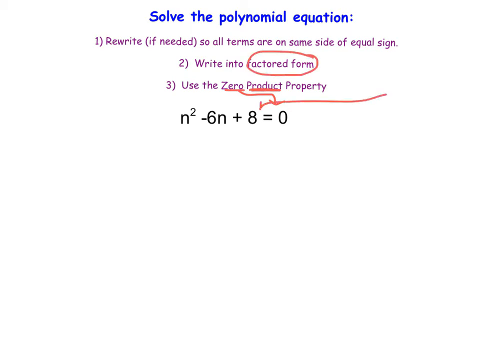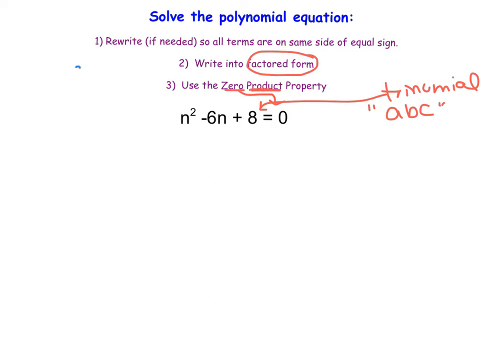Now, because this is a trinomial, we can't use the GCF strategy. We have to use something else. Because we have a trinomial here, in order to factor it, we need to use our ABC method. So that's what we're going to do here to write this into factored form.